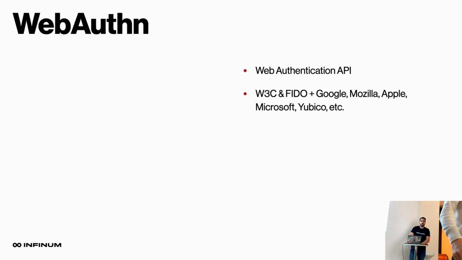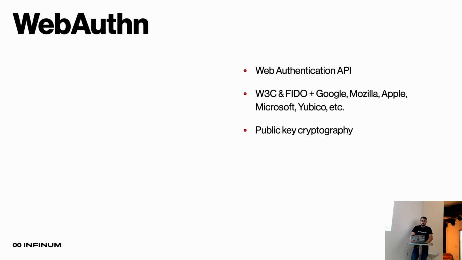It has been built by W3C and the FIDO Alliance, plus a bunch of people from different companies like Google, Mozilla, Yubico who made YubiKey, and 1Password. This is important because it shows how wide a net was cast on defining this API and the standard, and that's going to be important for passkeys as well. Next up, it's a public key cryptography based standard.